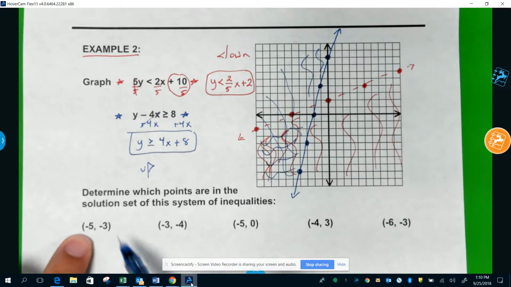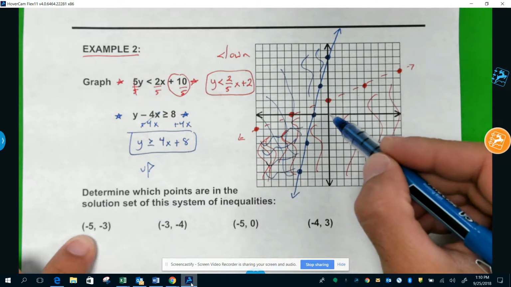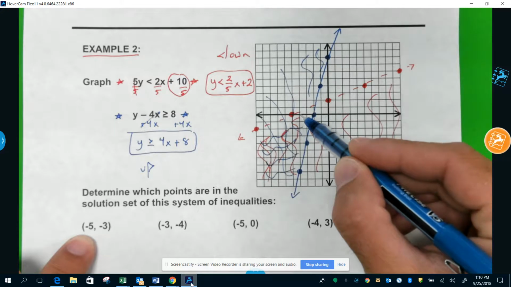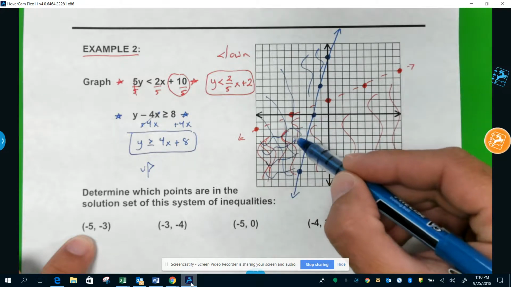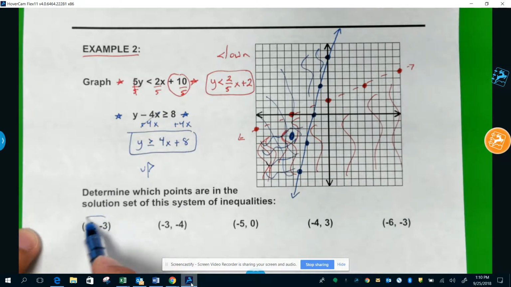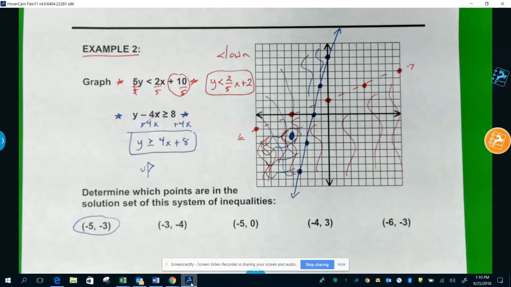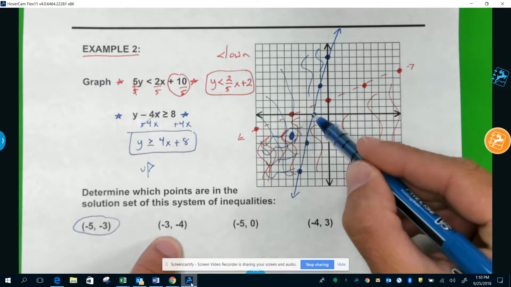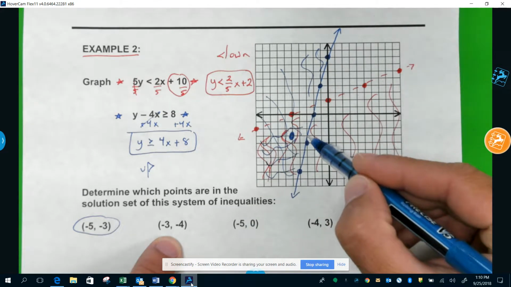All right, so let's check these coordinates. I've got -5, -3. So we'll start from the origin. 1, 2, 3, 4. -5, 1, 2, 3. -5, -3 lands right here. Yes, that is in my double shaded area, so I will circle him. He's good.